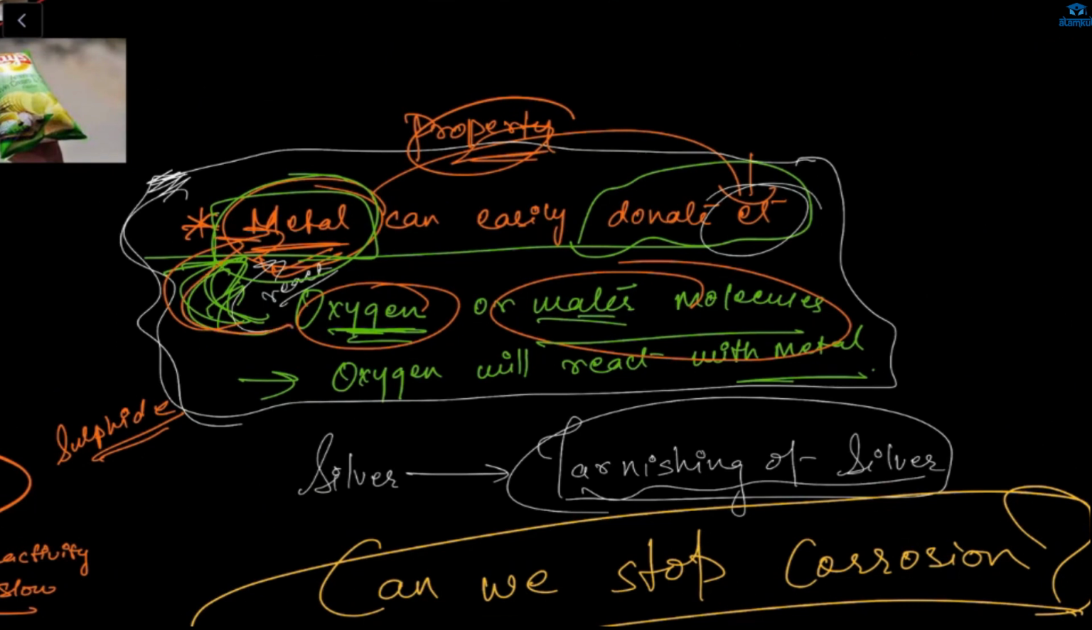That's why they come in contact with the metal, because metal has the property of donating electrons, and that's why they react with it, and then the corrosion and the rusting and all happens.